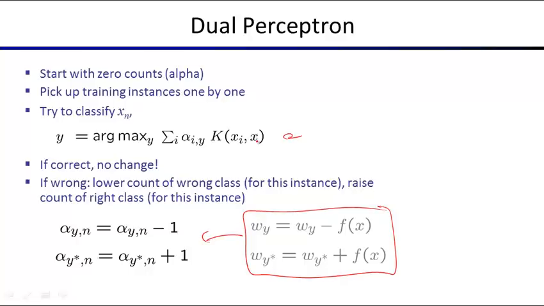This should be xn here. This is xn, xn. So it's saying that I would have updated w_y by subtracting f of xn. Well, how often f of xn is added or subtracted is kept track of in alpha y_n. So alpha y_n has to lose an amount of 1 here. Same for y star. We would have added f of xn to w_y star. Since w_y star is a weighted sum of feature vectors and the contribution of f of xn is stored in alpha y star n, we add 1 to alpha y star n.